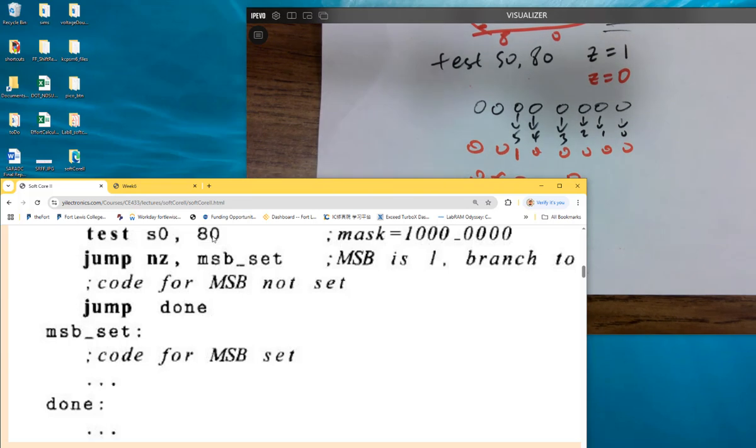What else? So I guess if it's 0, then what? Eventually the result is 0, Z becomes 1, right? If Z is 1, do what? You just finish. Because I guess there's no need to change it.